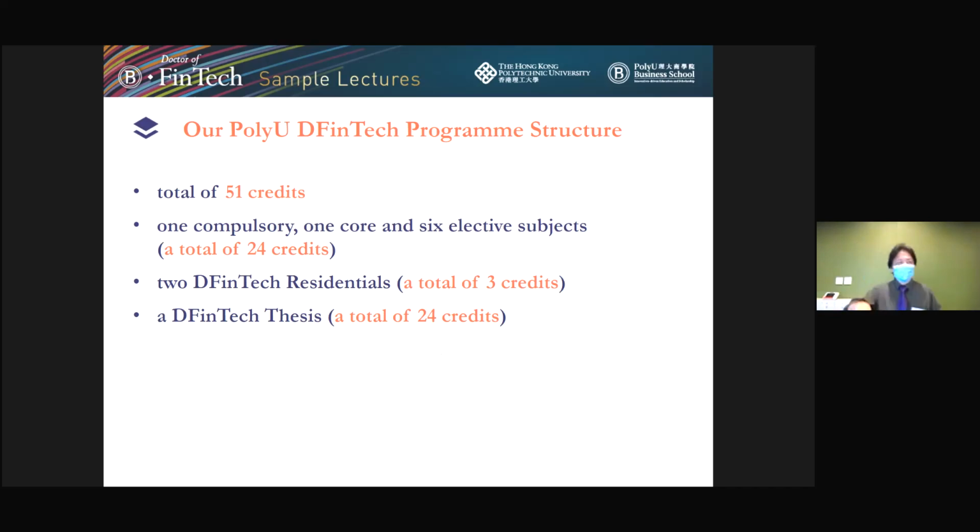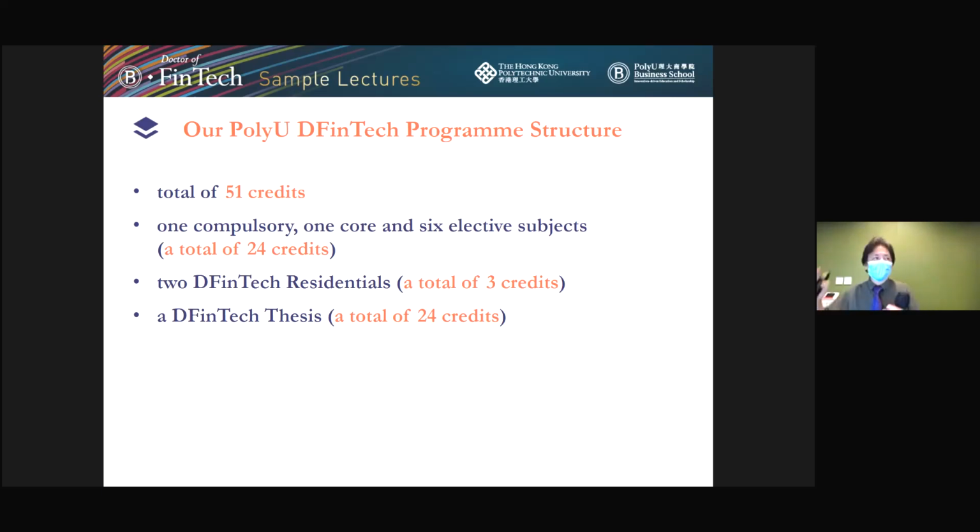So now, the 51 credits here clearly state the 3 components. One is 8 taught subjects. I'll explain more in detail later. Each subject is 3 credits, so 8 subjects is 24 credits. The last bullet point is the thesis, which is also 24 credits, right? The thesis is 1.5 years, so it's a very serious business whether you can finish the program, right?